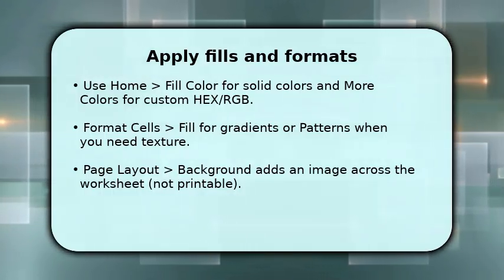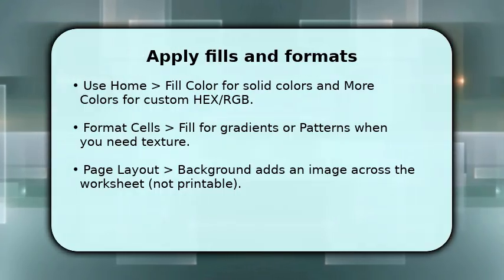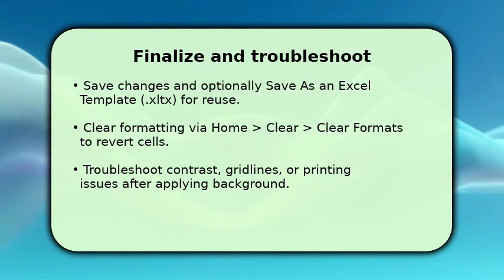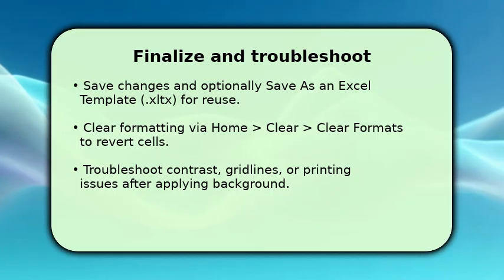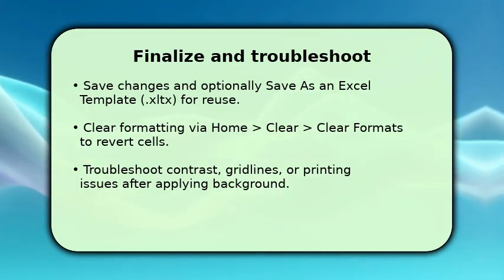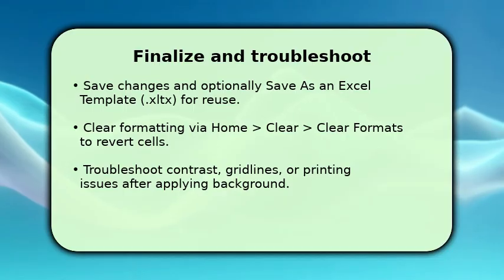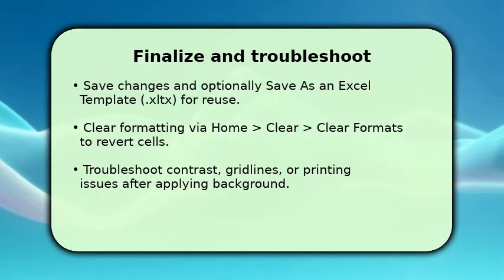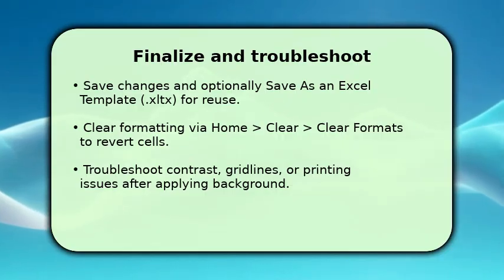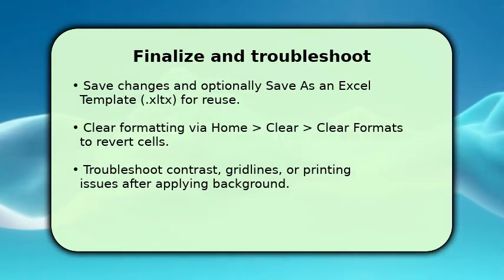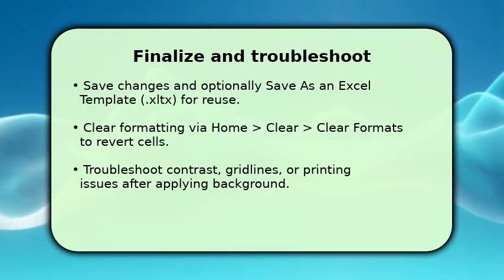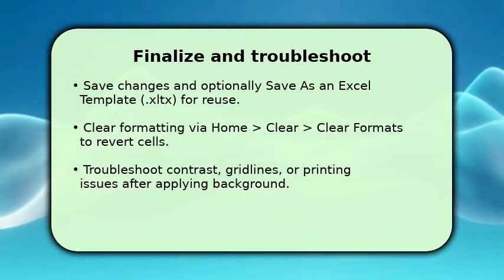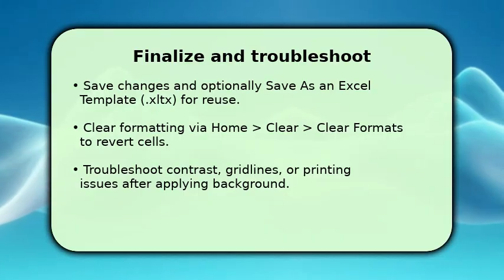Once done, inspect adjacent cells to ensure finish by saving your workbook and consider saving as a template if you'll reuse the background. To apply to other sheets, use Format Painter or repeat selection and fill steps. If something looks off, clear formats from the range and reapply a simpler color to isolate the issue. Make sure grid lines or print settings aren't hiding your changes. Background images won't print, so use fills for printable color. If colors shift, check Workbook Theme and use exact RGB values to maintain consistency.